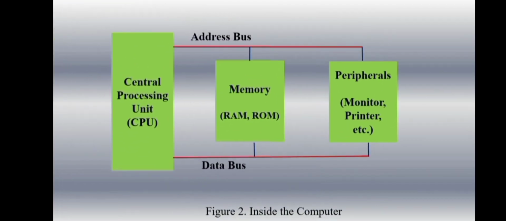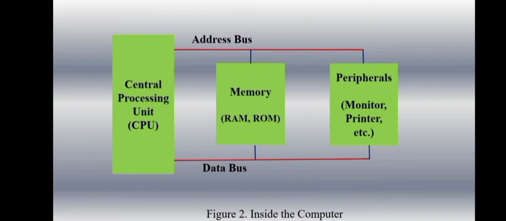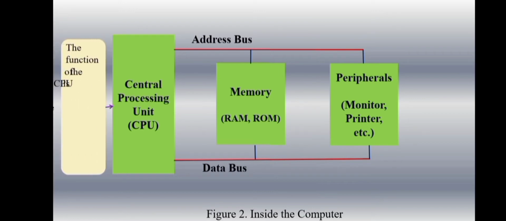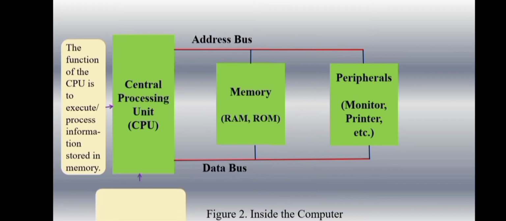Now come to the internal organization of computers. It has three parts: central processing unit, memory, and input-output devices. All components of the computer system are under the control of the central processing unit. The function of the CPU is to execute or process information stored in memory.